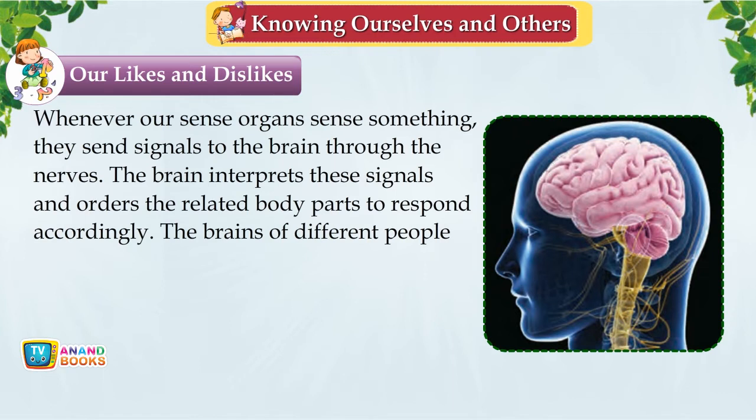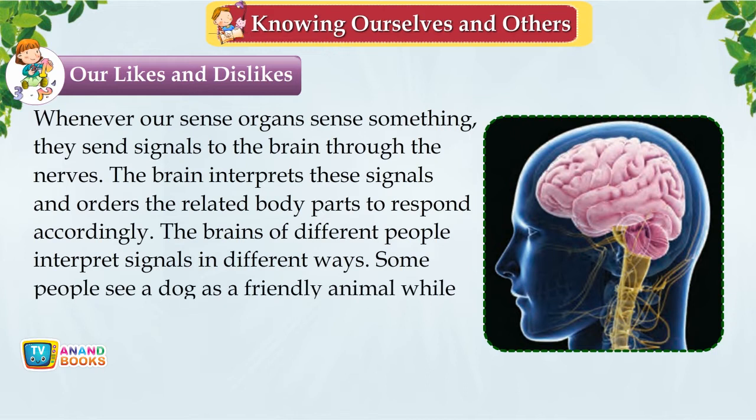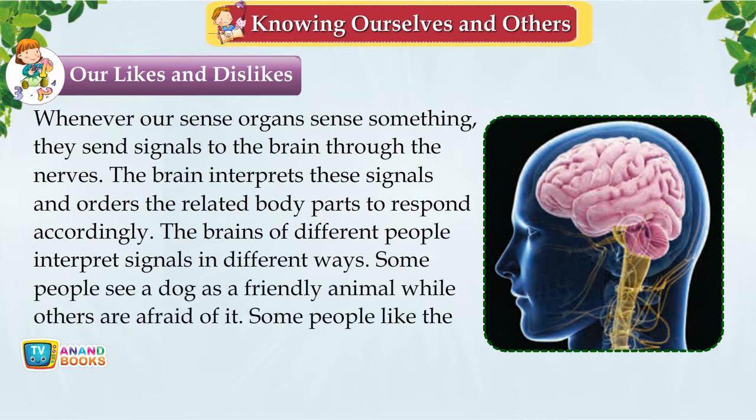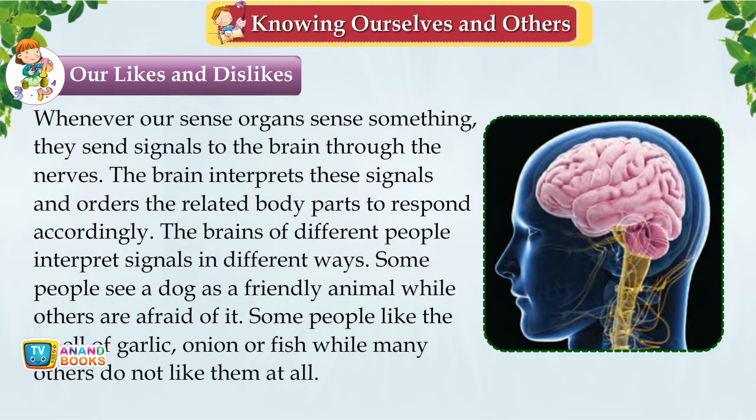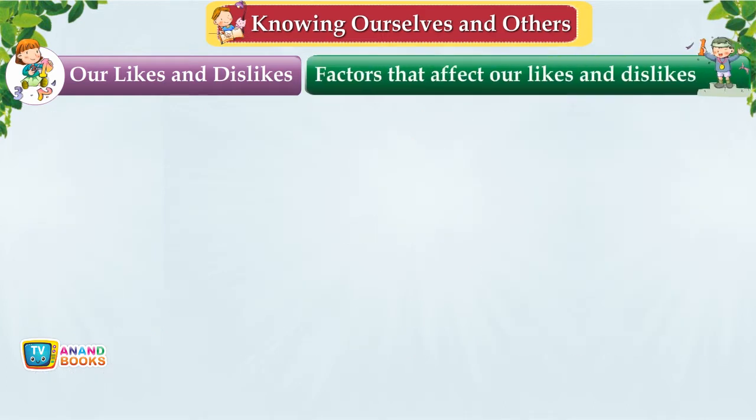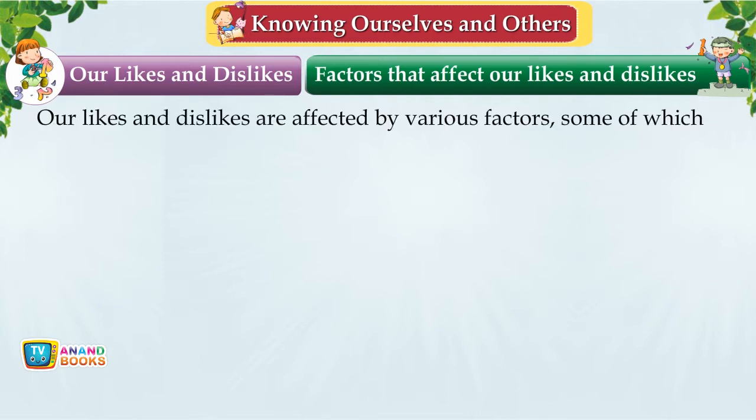The brain interprets these signals and orders the related body parts to respond accordingly. The brains of different people interpret signals in different ways. Some people see a dog as a friendly animal, while others are afraid of it. Some people like the smell of garlic, onion, or fish, while many others do not like them at all. Factors that affect our likes and dislikes. Our likes and dislikes are affected by various factors, some of which are given below.